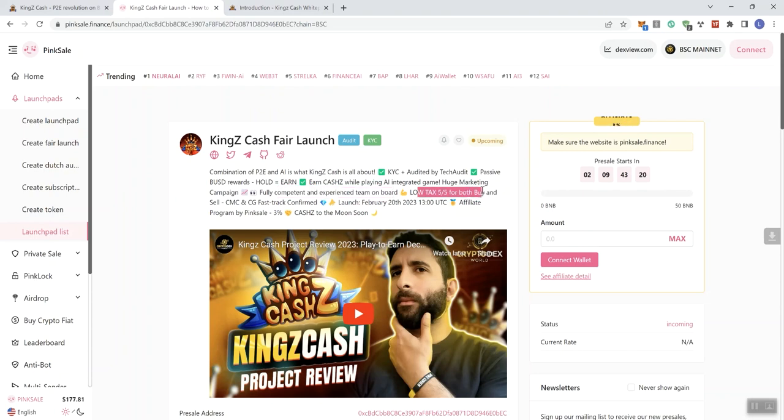Low tax token, 5 and 5 for both buy and sell. CMC and CG fast track confirmed. Now understand that even in spite of fast tracking, it does not guarantee that the token will get listed on either platform. Now launch, they give you the launch date for this one. Affiliate program, my PinkSale 3%, and Cashz to the moon soon.